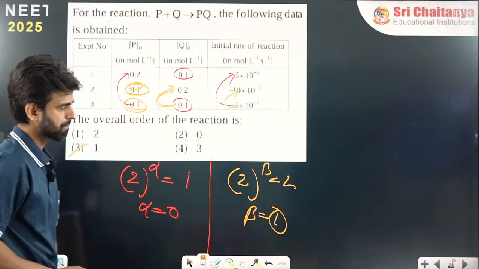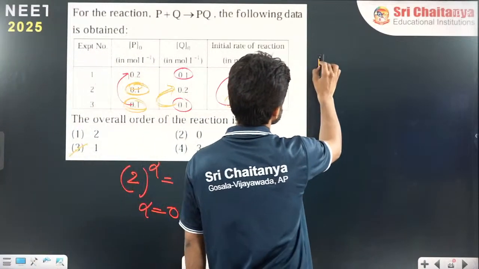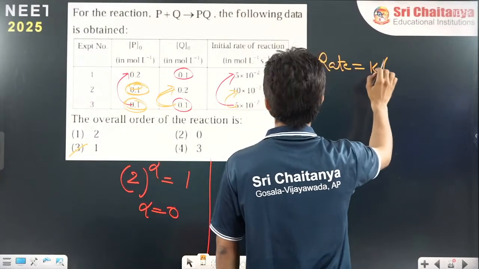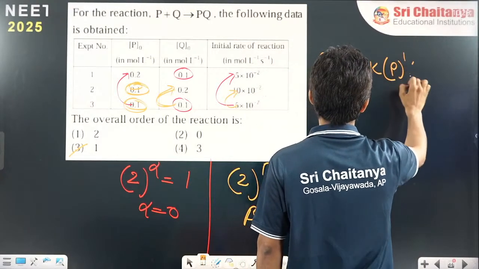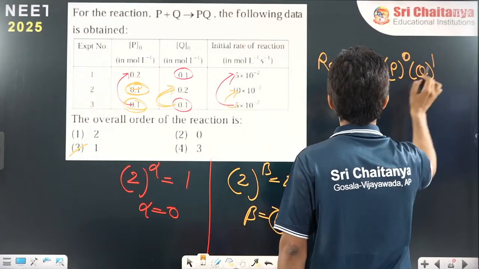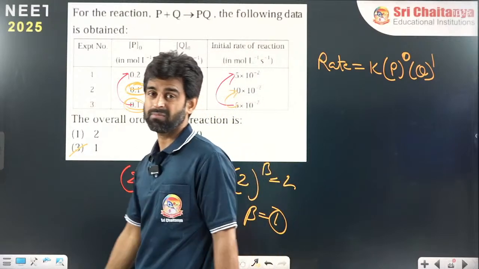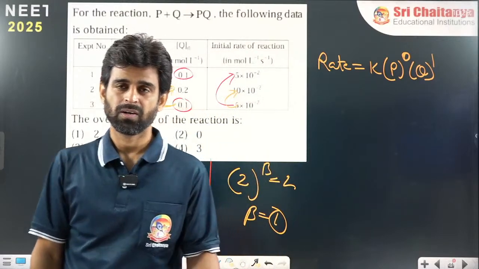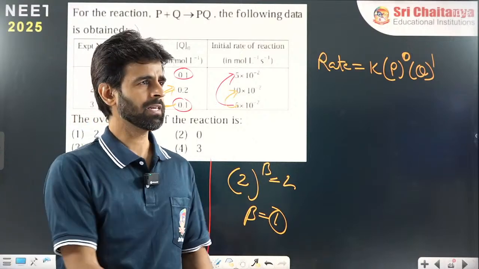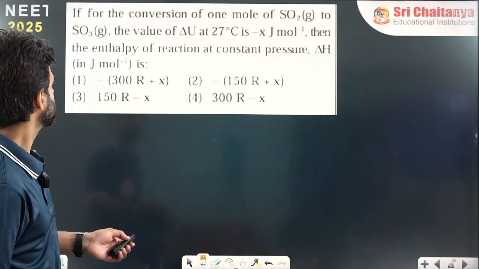So the rate expression, if I write, is K into P power 0 and Q power 1. So overall order how much? 1. Because order is the sum of the powers of the concentrations given in the rate law expression. Fine? Okay, look at the next one.